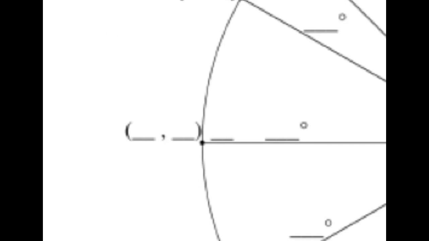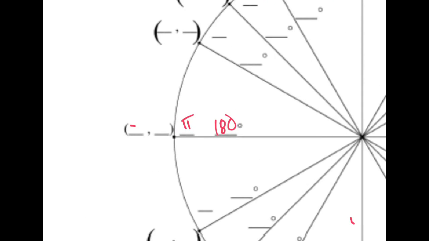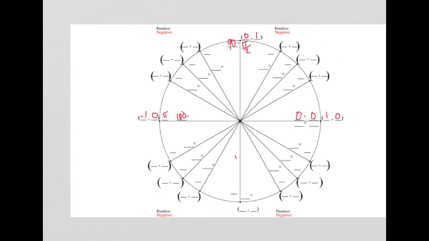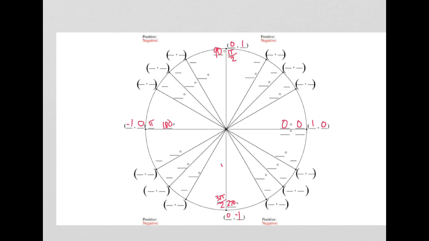Okay, right here, 180 degrees is the same as pi radians, and same idea here, except we're out to the left, so x is negative 1, and y is still 0, because we're on the x-axis. Straight down, we have 270 degrees and 3 pi over 2 radians. The x value is still 0, the y value is negative 1, because now I'm going down. So those values should be pretty straightforward to get.